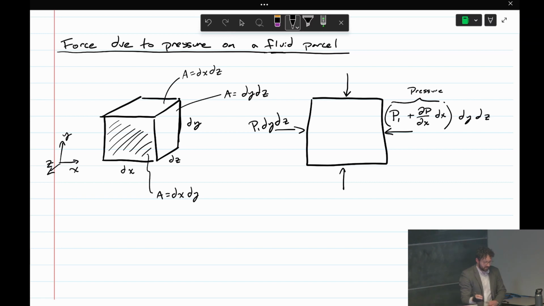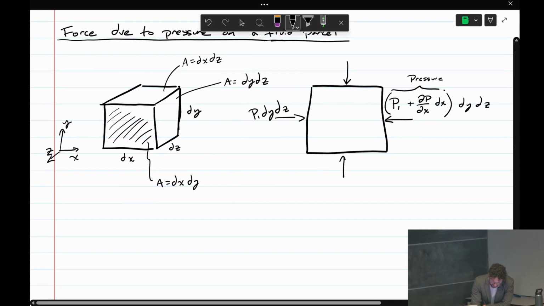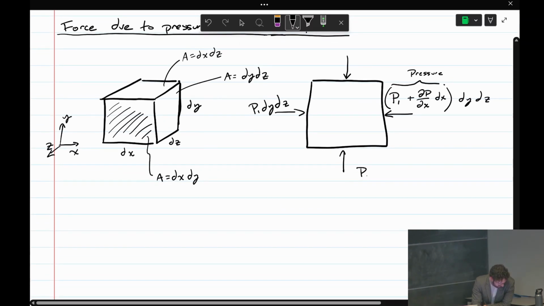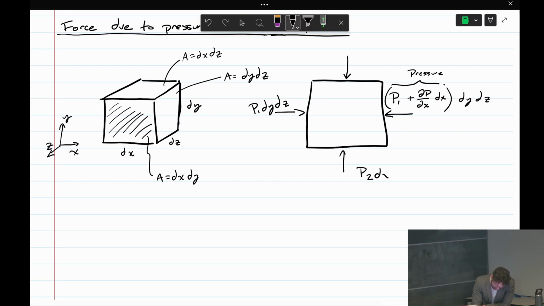Okay, I'll do the same thing on the top and bottom. So on the top and bottom, I'll say the bottom is P2 times the area, dx dz. The top one will be P2 plus partial P partial y, since we moved up dy, times the area there, which is dx dz.